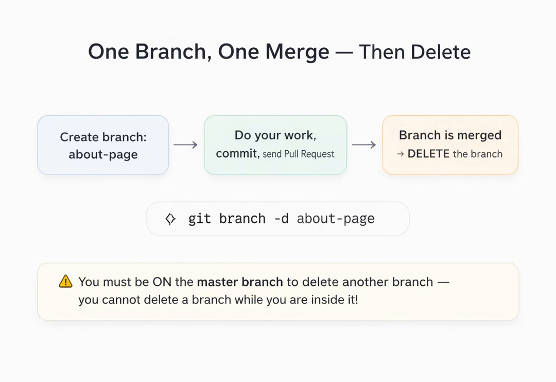Here's another important rule. A branch is meant to be used once. You create it, do your assigned work, merge it, and then delete it. Once the About Page branch has been merged into master, your job on that branch is done. You don't keep using it for future work. If you need to add something else later, you create a brand new branch. The command to delete a branch is git branch -d, followed by the branch name. And critically, you must be on the master branch when you do this. You cannot delete a branch while you're currently inside it.